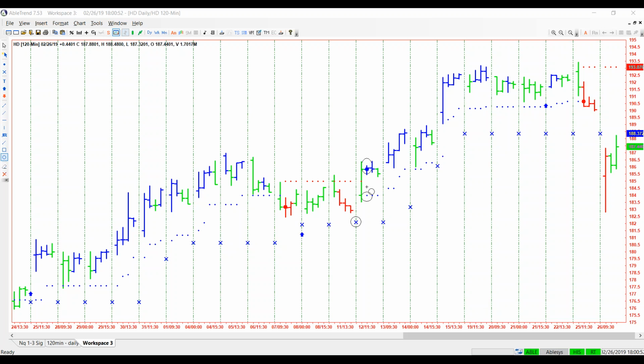Now, there's a couple of ways to exit. If you're more of the quick in and out type, especially for swing trading, we would use the 3 green bar exit. 3 green bars in a row is definitely a heads up that the trend is getting a little weak. Doesn't mean it can't still keep going, but it's definitely a heads up. Or, of course, a stop out.